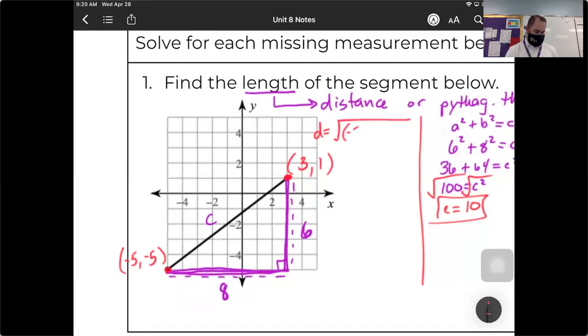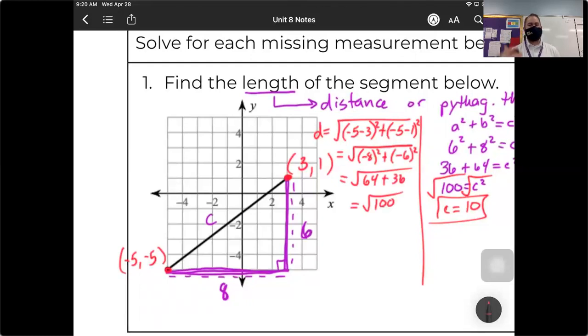So for my distance formula, I'm going to do the difference of the x's first. So I would do -5 minus 3 squared. Then the difference of the y's next. -5 minus 1 squared. Well, -5 minus 3 is -8. -5 minus 1 is -6. When I square each of those, I am back at 64 and 36. When I add them, I get 100. I'm going through kind of fast, but you see it parallels what we're doing in the Pythagorean theorem. Square root of 100 is still 10.